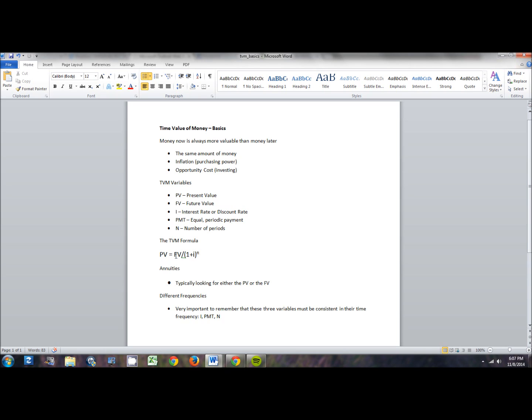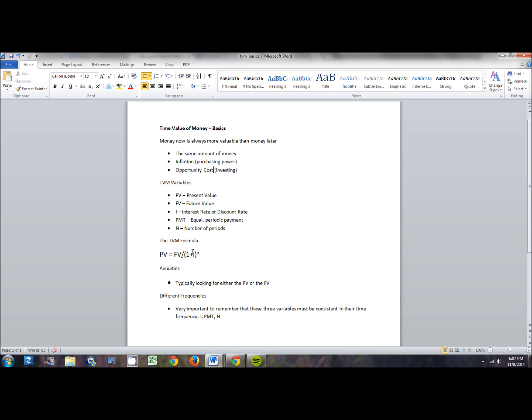Now, let me be clear, because trying to make this equation in Microsoft Word was a little bit tricky. The present value is equal to the future value divided by 1 plus I raised to the n. So on the right hand side here, the numerator is future value. The whole denominator is 1 plus I raised to the n. That is the entire denominator on the right hand side. So that is the time value of money formula.